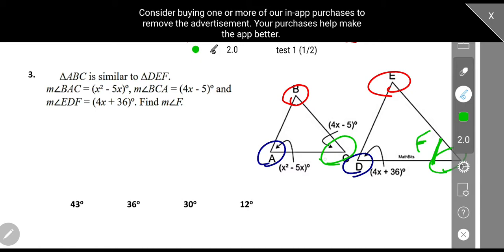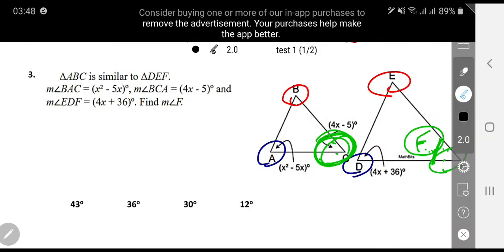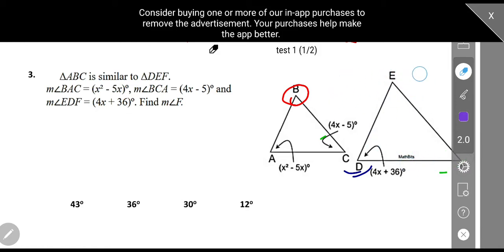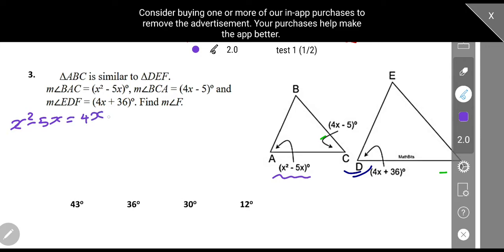If I find the measure of this angle, which is in the green color, it means that I find the measure of angle F. Now, let's start. How could we do this? By equalizing the angles. A equals D, which means x squared minus 5x equals 4x plus 36. So I'll just equalize it.